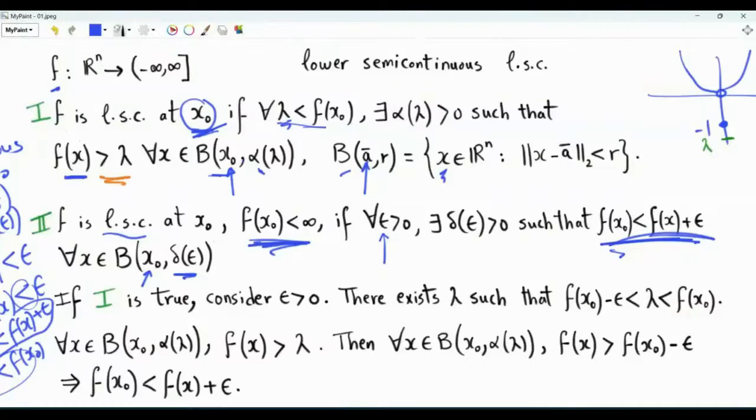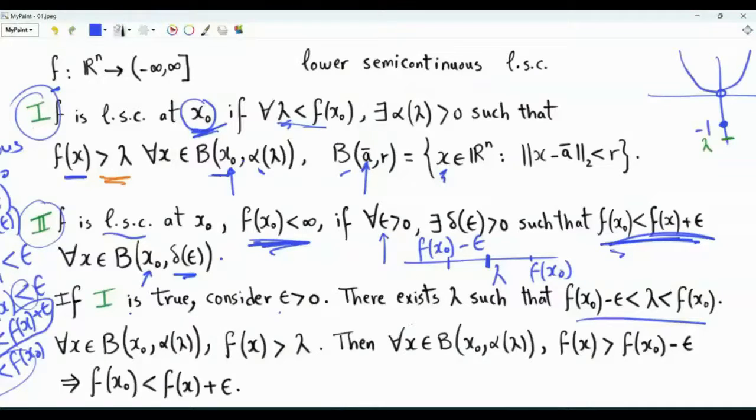Suppose that the main definition is true. The main definition, as a reminder, is that if f of x0 is greater than lambda, then there is a neighborhood of x0 such that in that neighborhood, f of x is also greater than lambda. Suppose that this is true, and now we will try to show that the second definition is true. So consider a strictly positive epsilon. Now, this is the value of f of x0, and definitely it is strictly greater than f of x0 minus epsilon for this given positive epsilon. Choose lambda that is between f of x0 and f of x0 minus epsilon. Because f of x0 is strictly greater than f of x0 minus this positive epsilon, we can always have a lambda that is somewhere between these two.